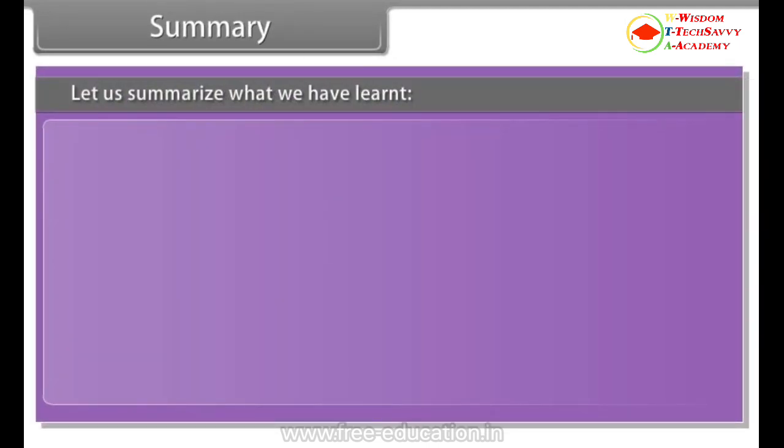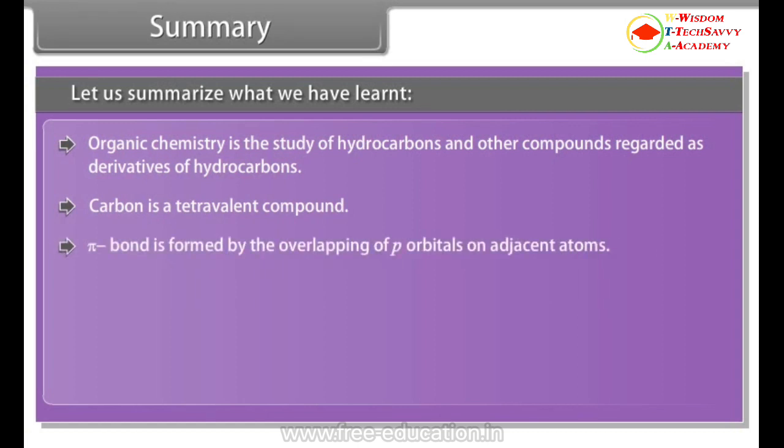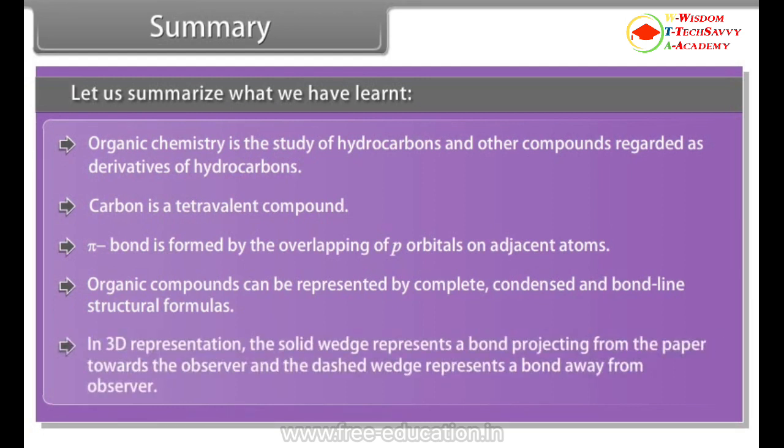Summary. Let us summarize what we have learnt. Organic chemistry is the study of hydrocarbons and other compounds regarded as derivatives of hydrocarbons. Carbon is tetravalent. Pi bond is formed by the overlapping of p orbitals on adjacent atoms. Organic compounds can be represented by complete, condensed and bond-line structural formulas. In 3D representation, the solid wedge represents a bond projecting from the paper towards the observer, and the dashed wedge represents a bond away from the observer.